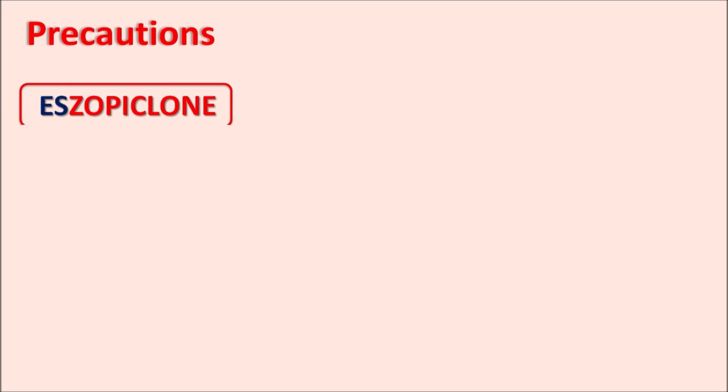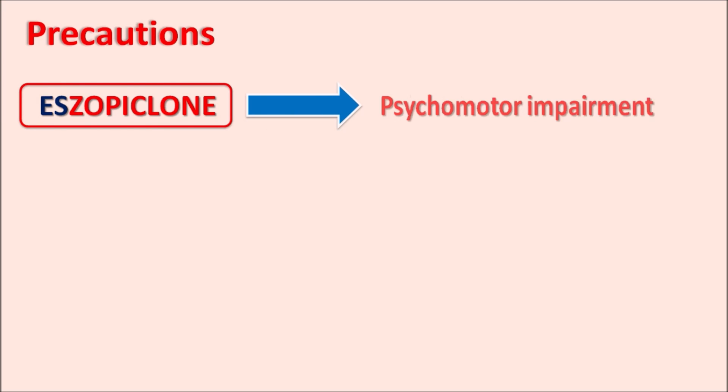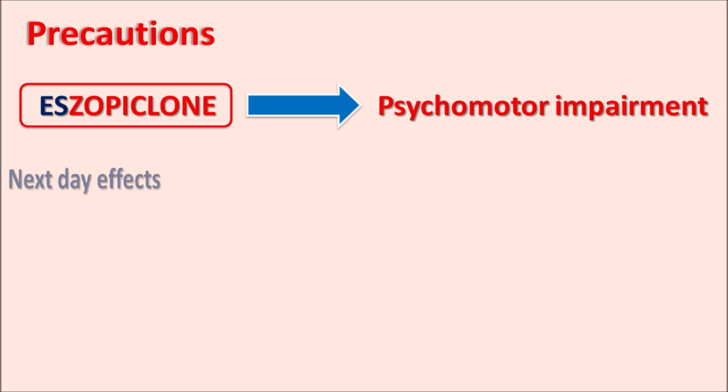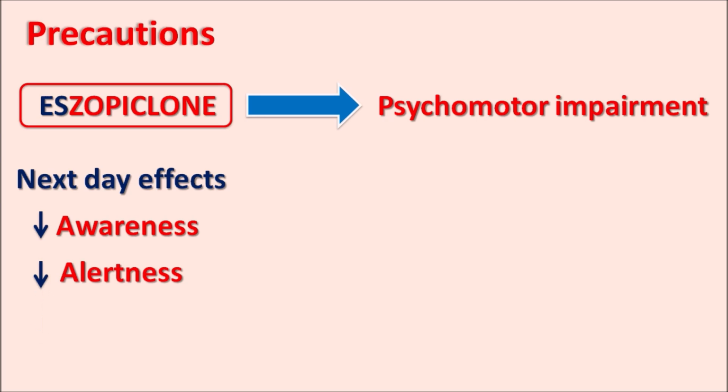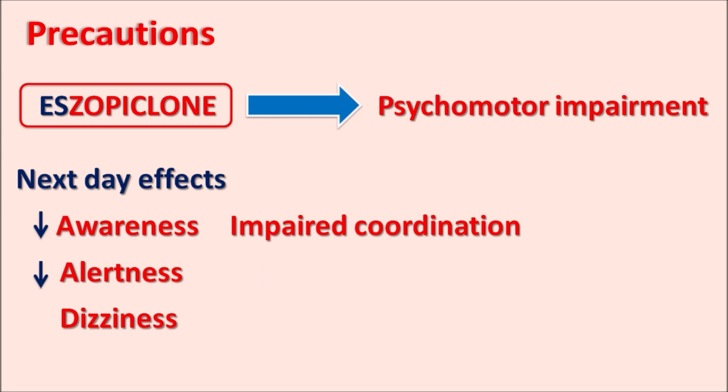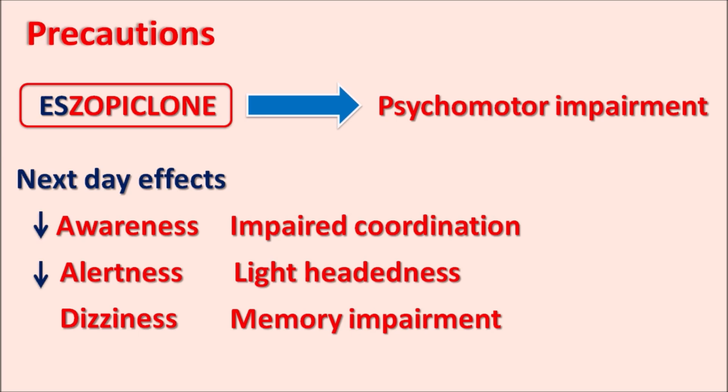Similarly, another important precaution is that this drug can produce some psychomotor impairment. This type of side effect is also observed with benzodiazepines, and S-Zopiclone can also produce psychomotor impairment. Particularly, these effects can be observed from the next day of the treatment, so they are called next day effects. This mainly involves decreased awareness, decreased alertness and dizziness, impaired muscle coordination, lightheadedness, and some memory impairment. All these result in decreased motor performance in the patients.